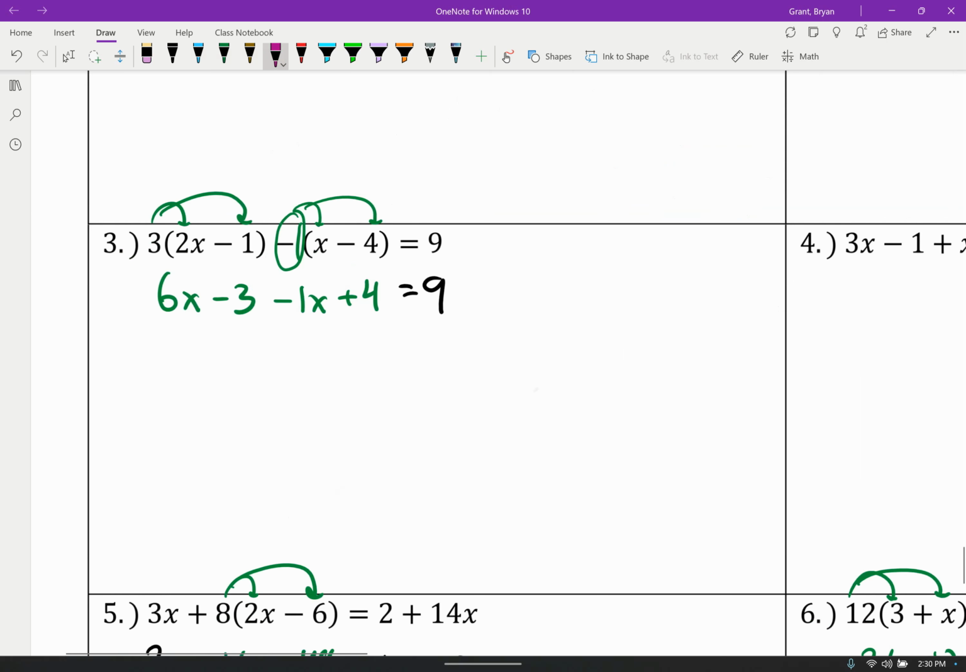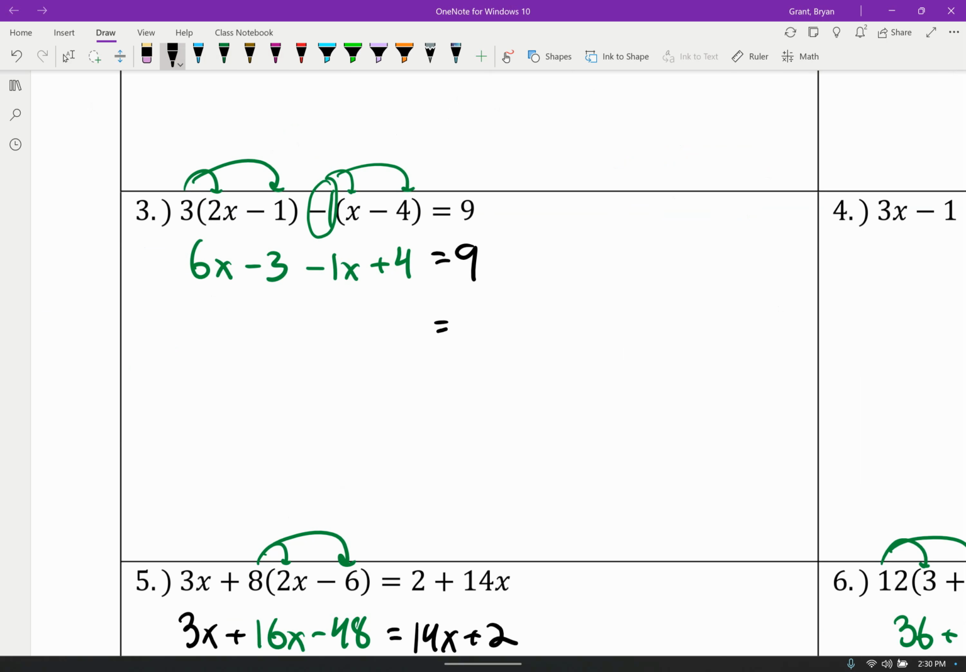All right, third one. There are certainly no like terms with the 9, it's by itself, but there are definitely like terms on this left side. 4 terms, I think there are 2 sets of like terms. We have, I'll start with the x's, 6x minus 1x. 6 of something minus 1 of something is 5 of those x's. And negative 3 plus 4, I like the positive first. 4 minus 3 is positive 1.